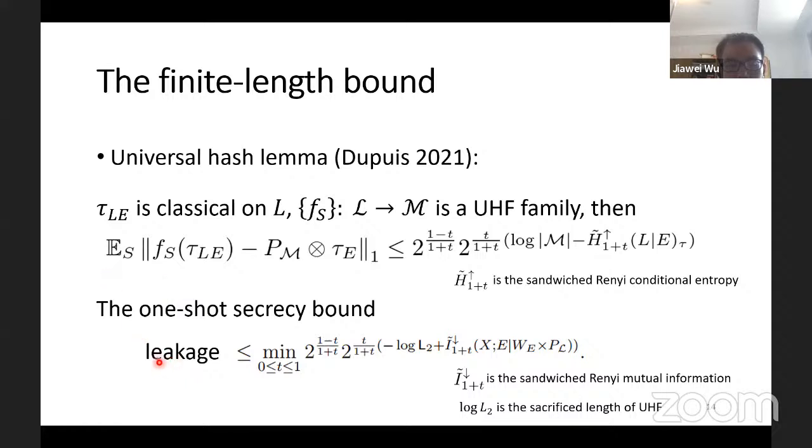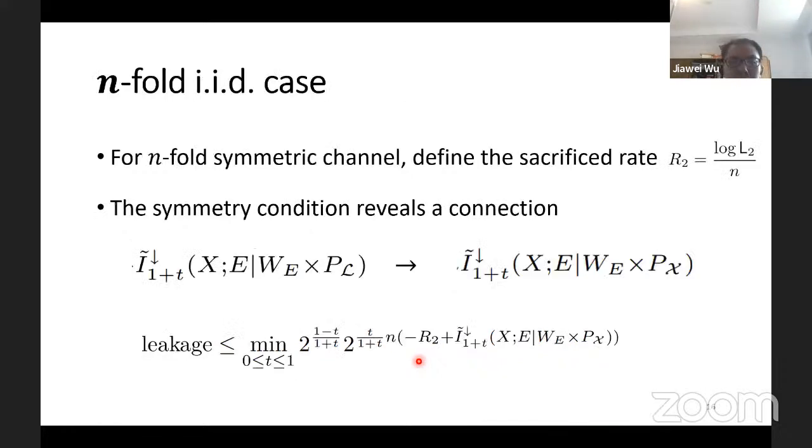Here we use the information leakage to denote our previously defined secrecy criteria. This is the sandwiched Renyi mutual information, which is connected to the conditional entropy, and this term is the sacrificed length of the universal hash function. The above bound is for the one-shot case.